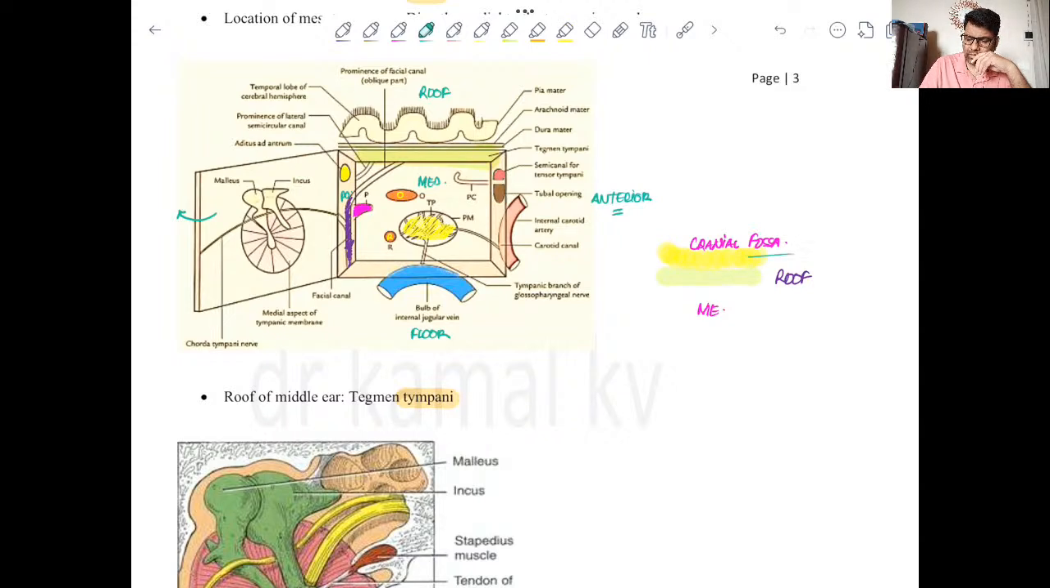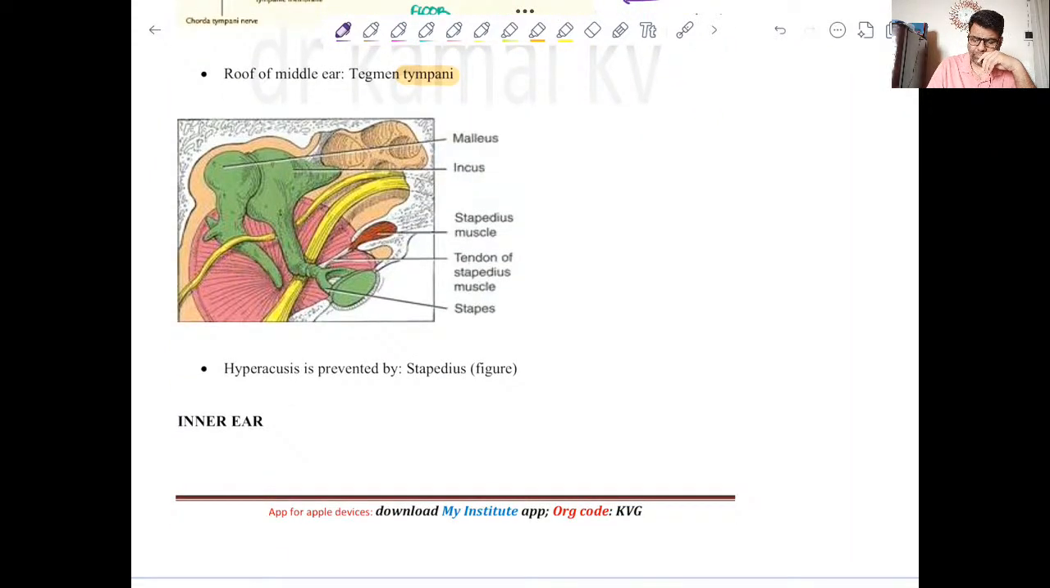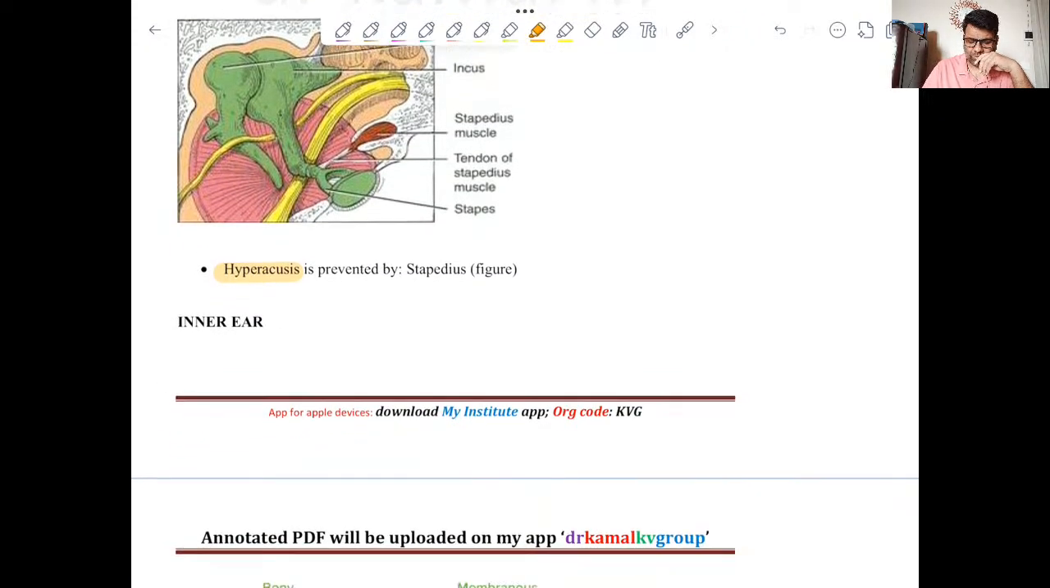So what I mean to say is, if there is any fracture involving the tegmen tympani, this CSF can leak out into the middle ear and it will come out through the ear. The condition is known as CSF otorrhea. Clear? So that's why we always prefer discussing the roof of the middle ear. Then there is one muscle, stapedius. It prevents hyperacusis by dampening the intensity of the sound.